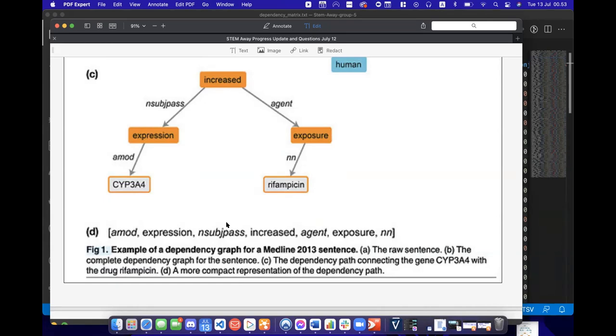So what the actual machine learning requires is that D is the shortest path parse of one sentence, right? So you are going to have hundreds of thousands of sentences eventually that contain both a drug and a gene.